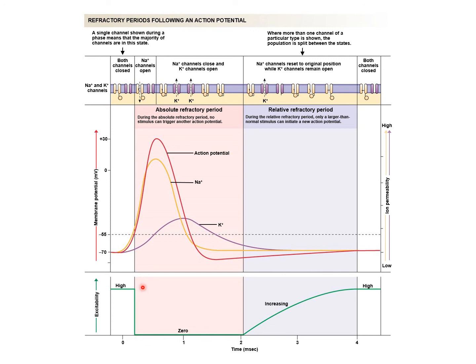During this period of time, the rising and falling phase, there is no way to send another action potential through here, no matter how strong the signal is from wherever it's coming from. That's because we're in what is known as the absolute refractory period. The channels are already engaged. They can't open any more than they already are or close any more than they already are. And when the inactivation gate is closed, it can't reopen right away. So there is 0 additional excitability here.